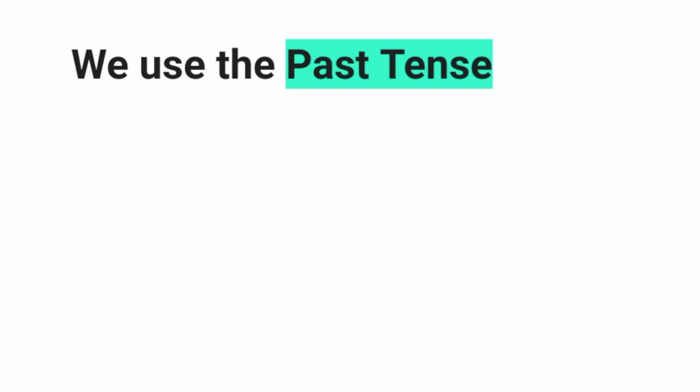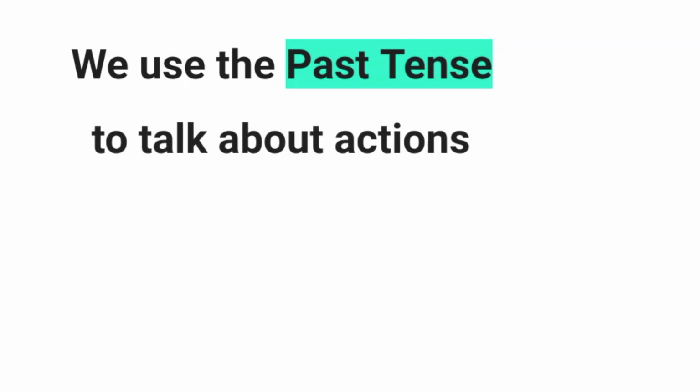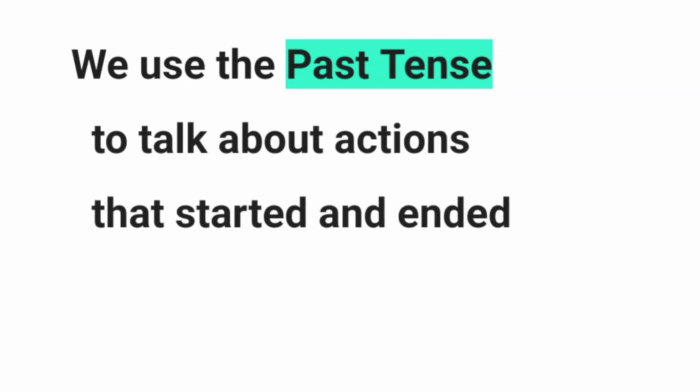We use the past tense to talk about actions that started and ended in the past. So if an action started and ended in the past, we use the past tense to describe what happened. We can talk about what happened yesterday, last week, or last year.